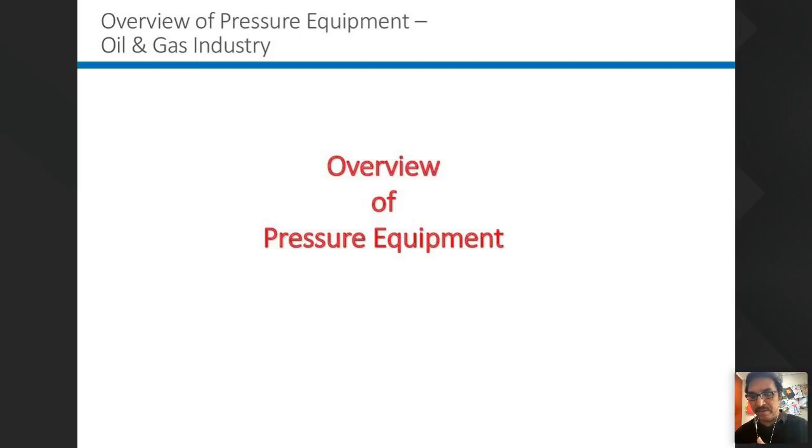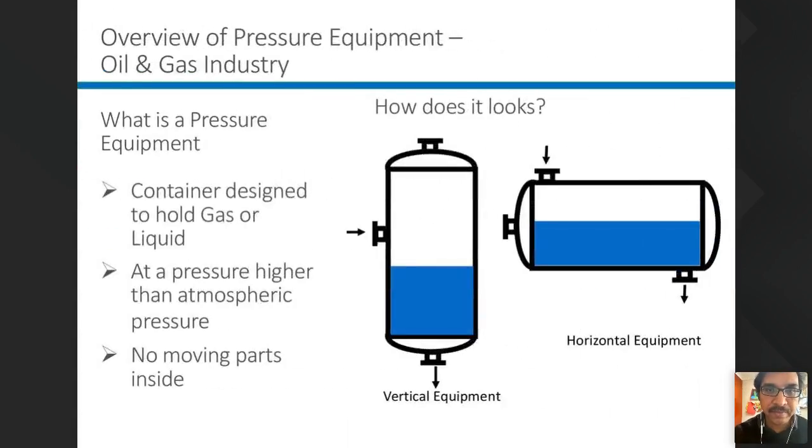There is a lot of discussion that happens when we go for pressure equipment in the oil and gas industry. Let's see what a pressure equipment is. A simple sketch, what is a pressure equipment? A container designed to hold gas or liquid. Please remember this word, designed. A container is designed to hold a gas or liquid at a pressure higher than atmospheric pressure. The pressure is much higher than atmospheric pressure. It's definitely more than one bar gauge. And this equipment does not have any moving parts inside, like a pump or a compressor, which has a rotor spinning to impart energy. This pressure equipment does not have any moving part. It's a static equipment. We call it a static equipment as well.